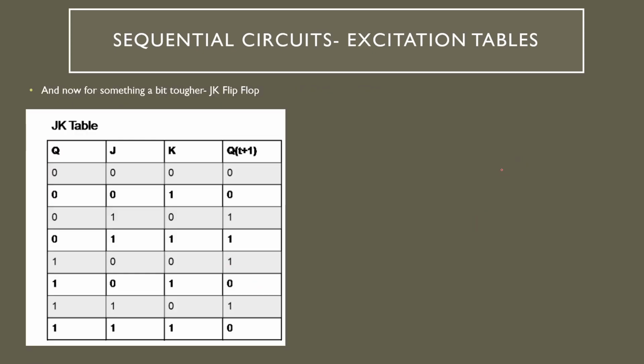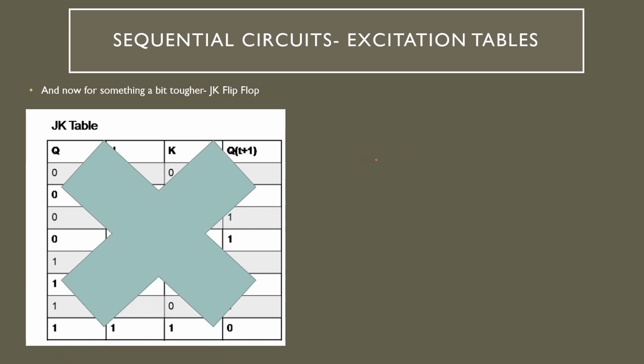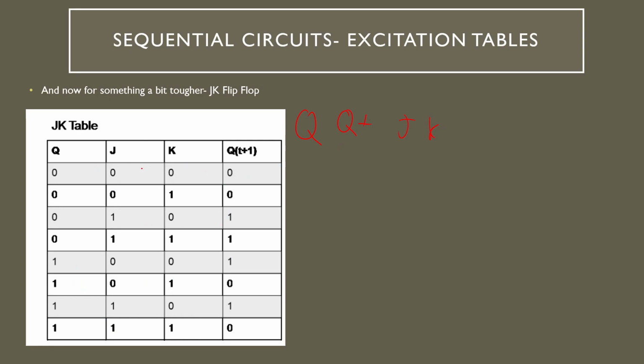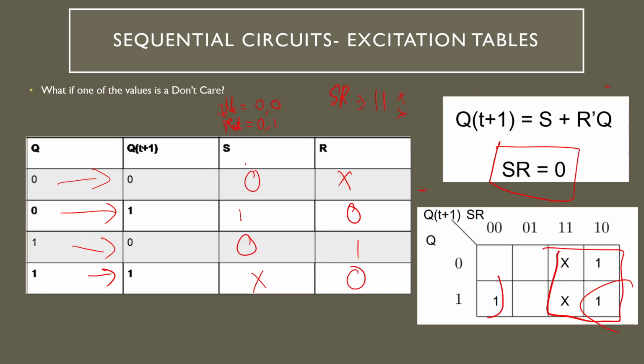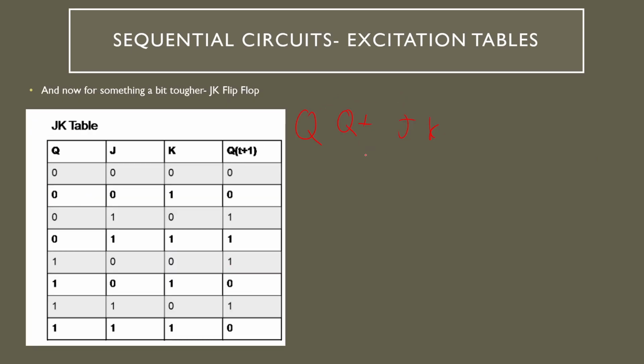And now for something a bit tougher, JK flip-flop. This is a table given in the textbook or in the slides for JK flip-flop. This is a bad table. Don't use this table. The reason is what they've done is violated their own rule of making Q and Q plus the inputs and making JK the outputs and then inverting it. Instead, they've made Q and J and K the inputs and then made Q of t plus 1. This is kind of pointless. You can actually achieve the same effect by just using the proper table, using the proper don't cares, and I will explain that here.